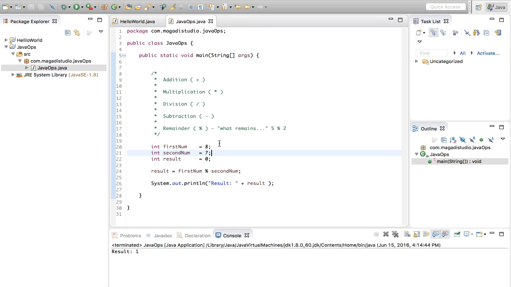So now you've learned how to add two numbers, multiply, divide, subtract, and find the remainder. And as always, I invite you to play around with these new operations you've learned in Java.